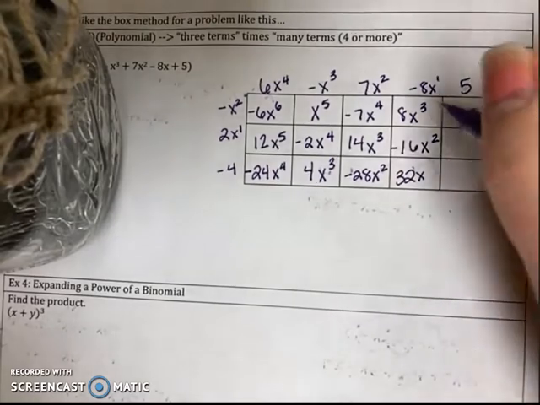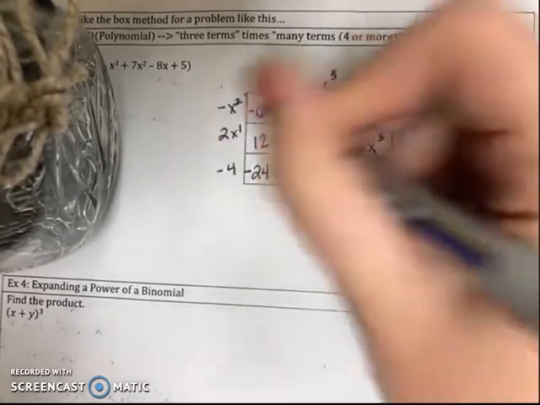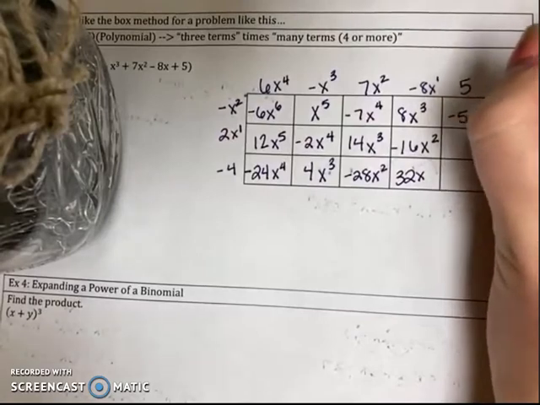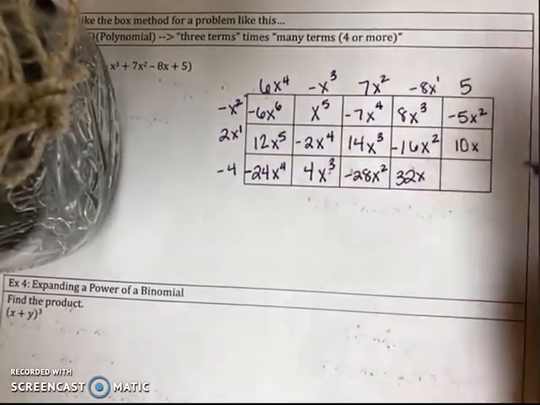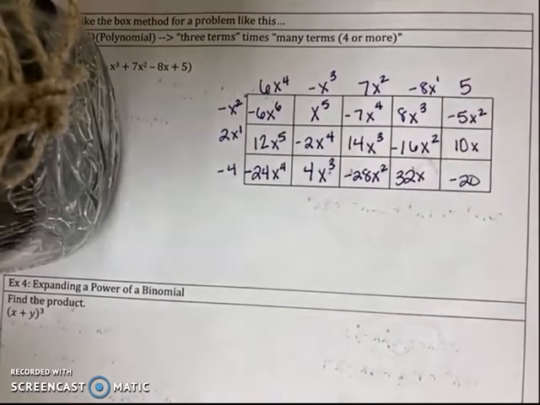And then 5, I can do this one really quickly. 5 times negative x squared is a negative 5x squared. 5 times 2 is 10, so I have 10x. 5 times negative 4 is negative 20. Wow, that was a lot of work.